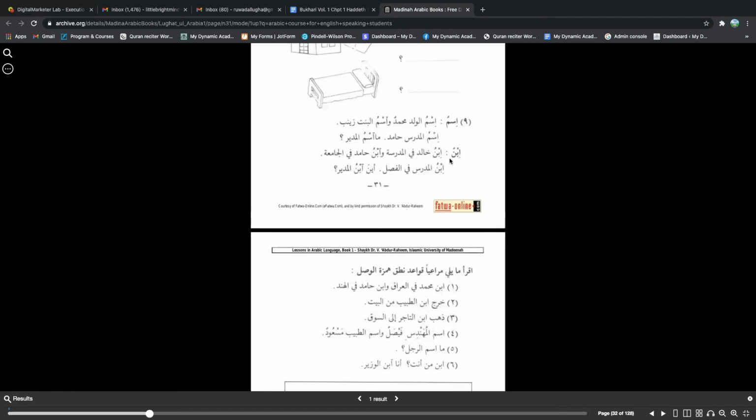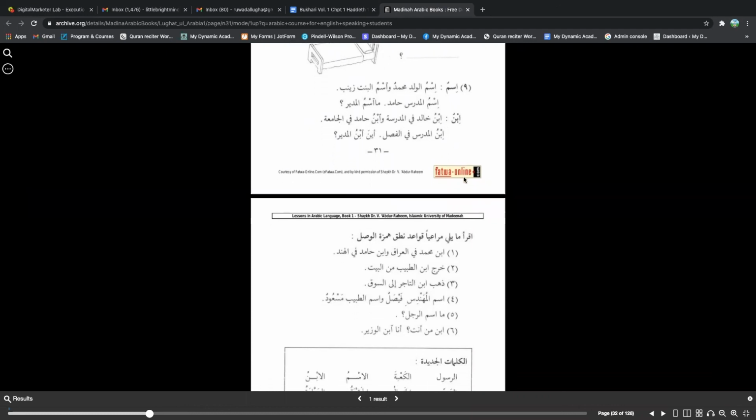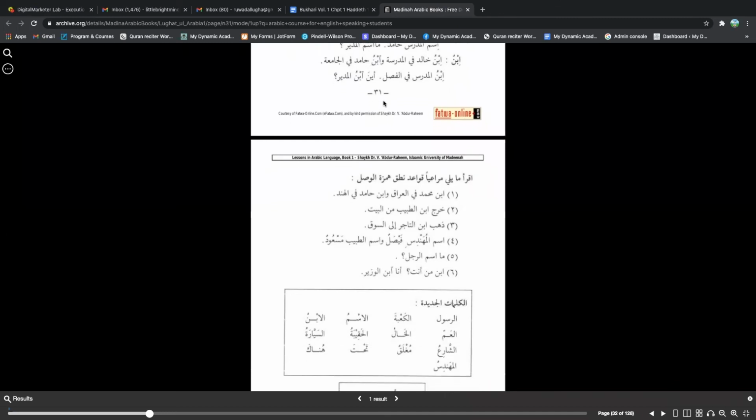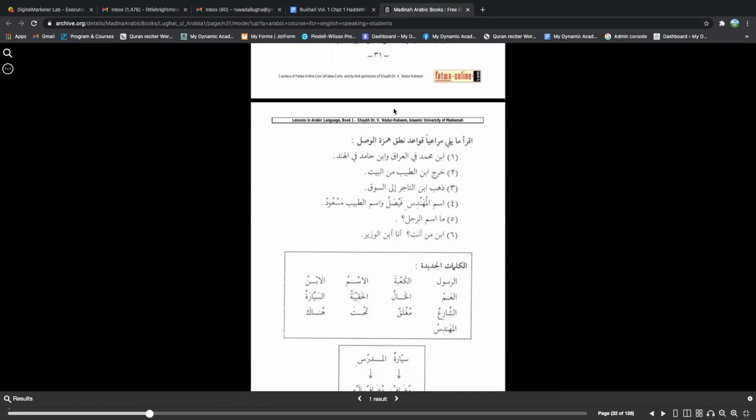Okay. Ibnu Khalidin fil madrasati wabnu Hamidin fil jami'ati, remember the Hamza Tawassul. So the son of Khalid is in the madrasa and the son of Hamid is in the jami'a, the university. Ibn al-mudarris fil fasl, the teacher's son is in the class. Aina ibnu al-mudir? Where is the son of the mudir, the director, okay?